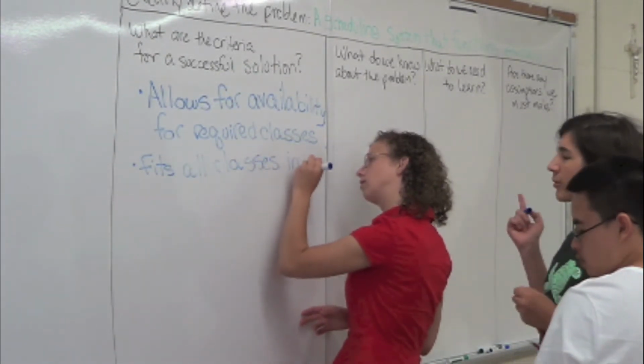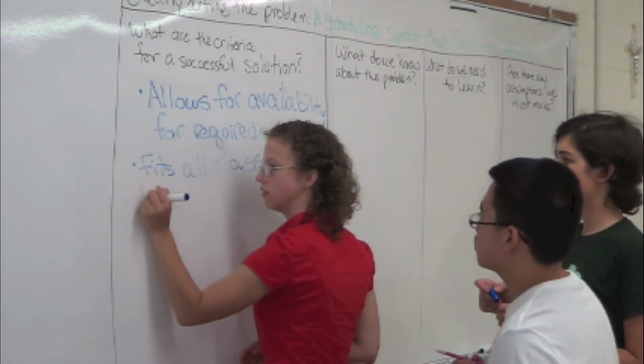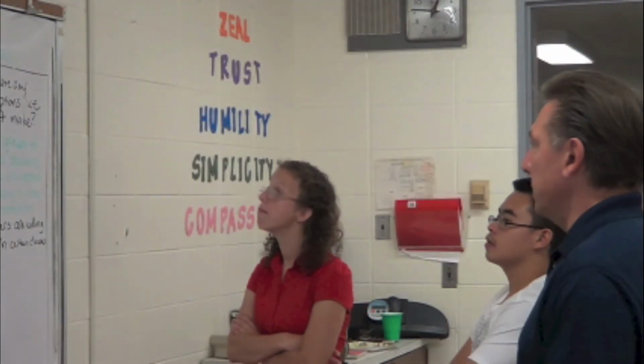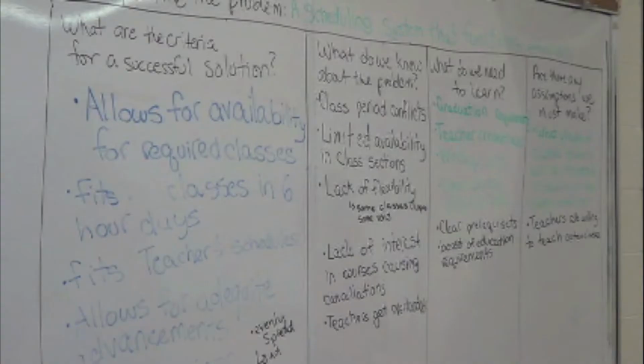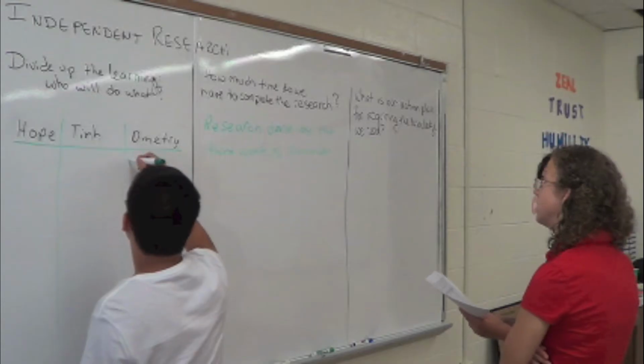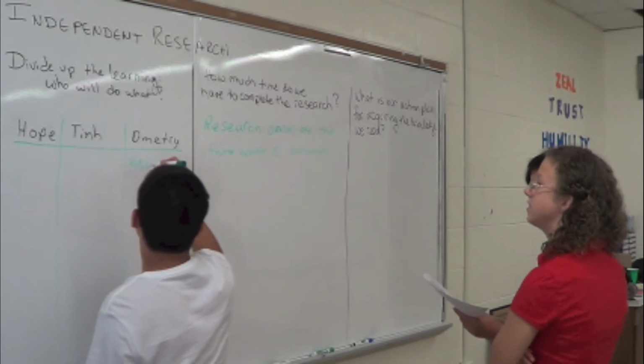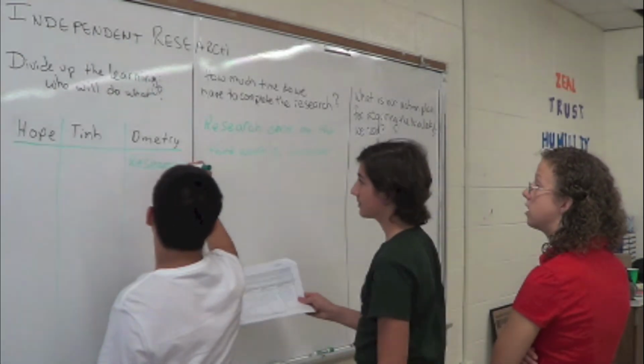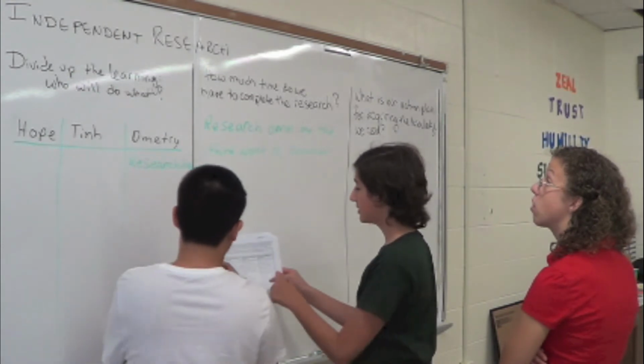While the students are defining and framing the problem, the instructor observes and asks and answers questions. When the students have properly framed the problem, they move on to the independent research whiteboard. Here they set goals for learning and divide up the tasks among the team members.